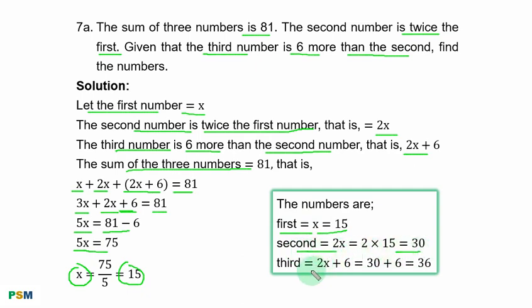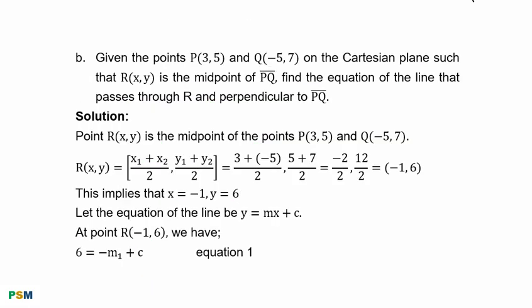Third number: 2s plus 6, that is 30 plus 6 equal to 36. Question 7b. Given the points P and Q on the Cartesian plane such that point R is the midpoint of PQ, find the equation of the line that passes through R and is perpendicular to PQ.